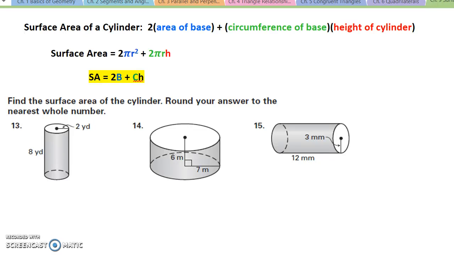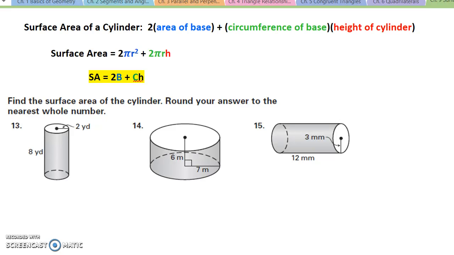This lesson is on finding the surface area of a cylinder. If you look at the formula, it's not unlike the surface area formula for prisms, with the one exception, and that is that you're multiplying the circumference times the height. But remember, circumference in a circle is like perimeter in a polygon. So it is the same idea, just with different terminology.